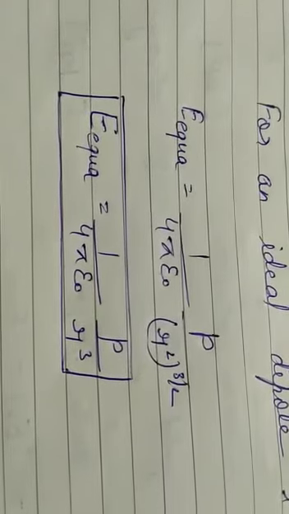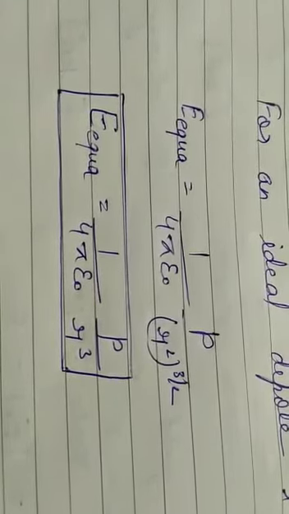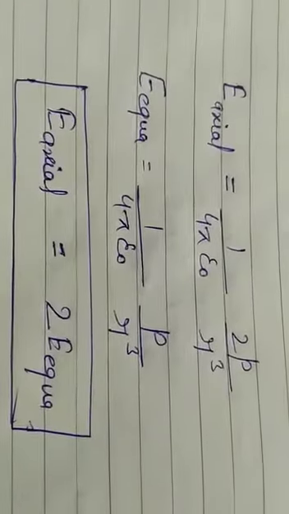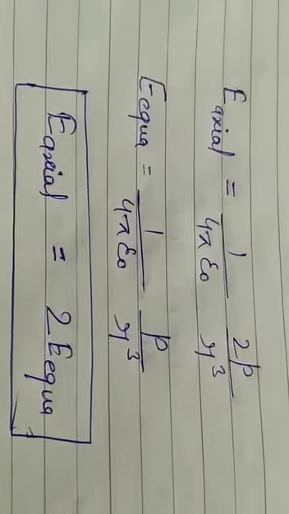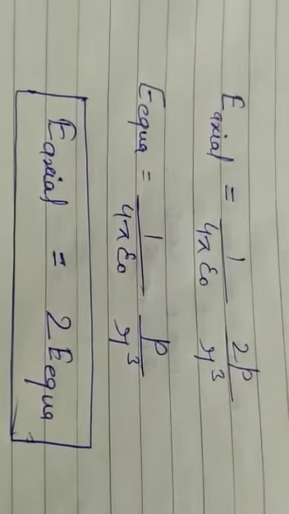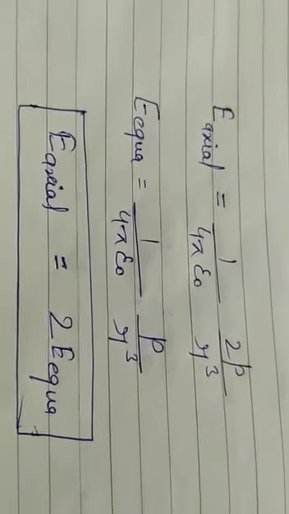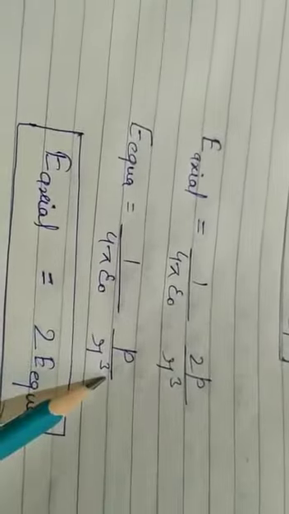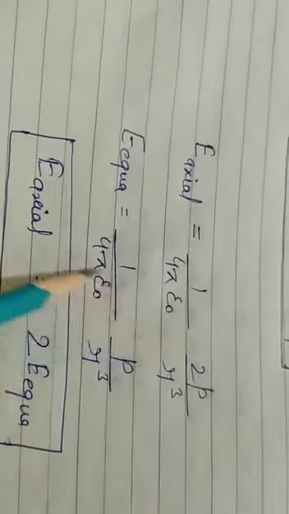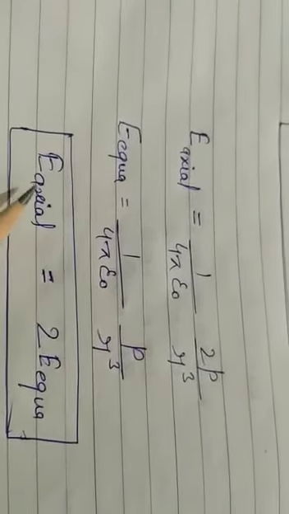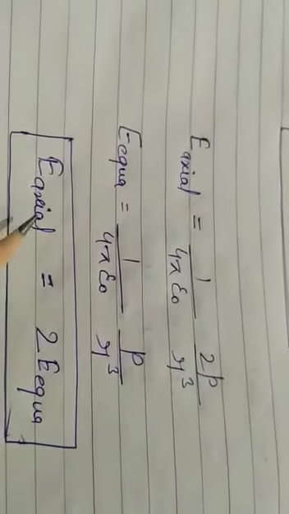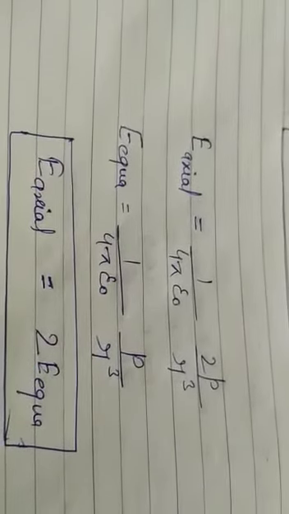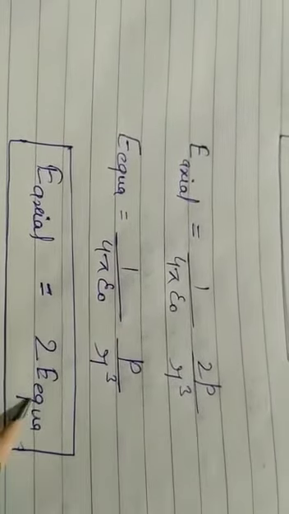Okay, now let's compare the electric fields because of electric dipole at two positions. In axial position, we got this formula. At equatorial position, we got this formula. When we compare them both, we find that electric field at an axial point is twice the electric field at an equatorial point.